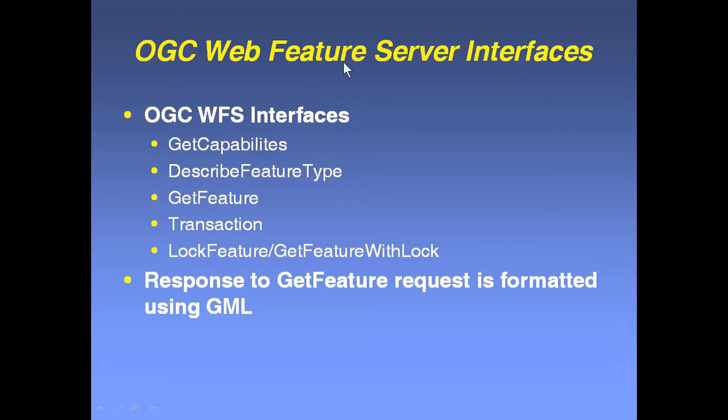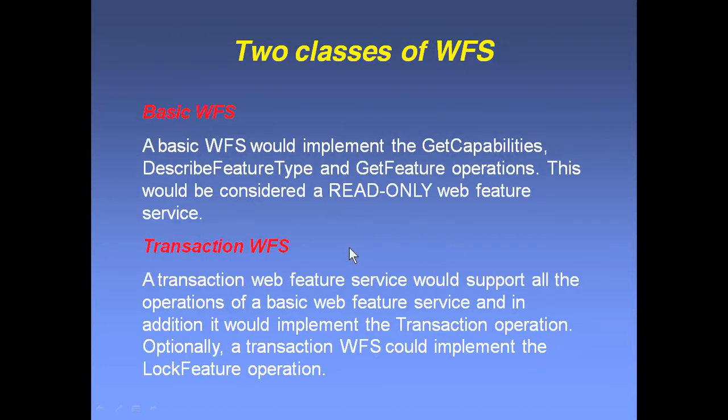And what are the WFS interfaces? We have GetCapabilities, DescribeFeatureType, GetFeature, Transaction, and LockFeature, GetFeatureWithLock. The response to a GetFeature request is formatted using GML, that is Geographic Markup Language. What are the two classes of WFS? Basic WFS and Transaction WFS.